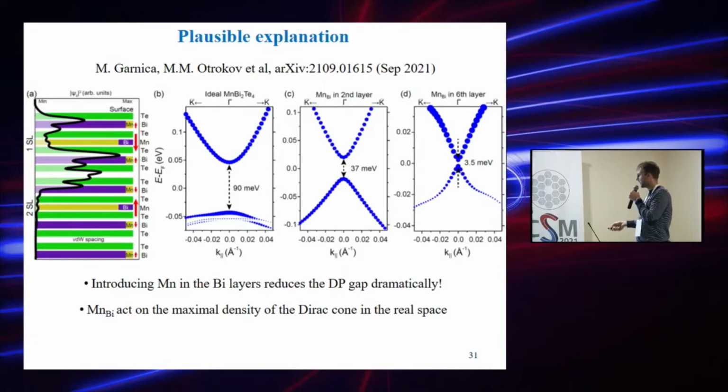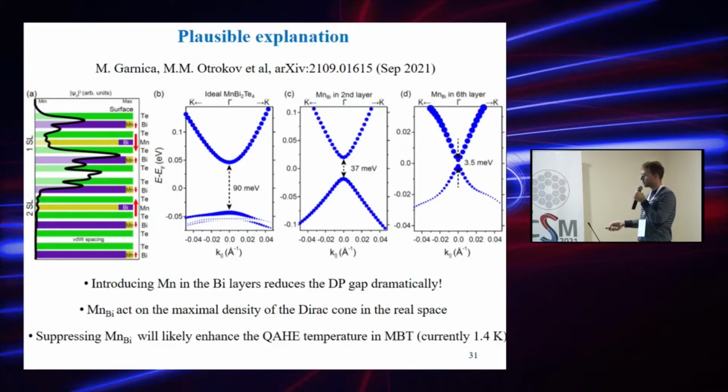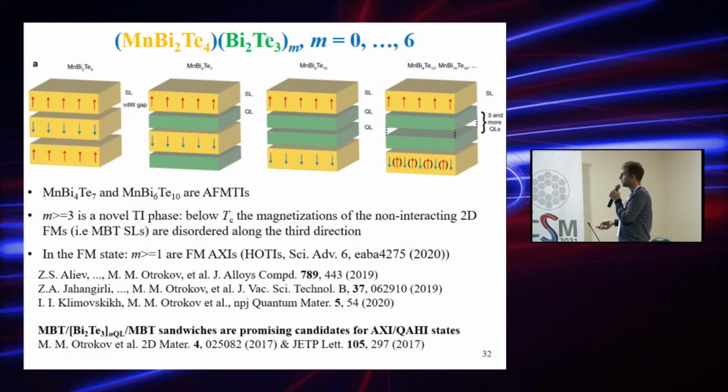So yeah, and probably if we are able to suppress this cation intermixing, we will likely enhance the quantum anomalous Hall observation temperature, which is currently at 1.4 Kelvin. I expect that we could go much higher. So if I still have a bit of time, a bit more about the progress.